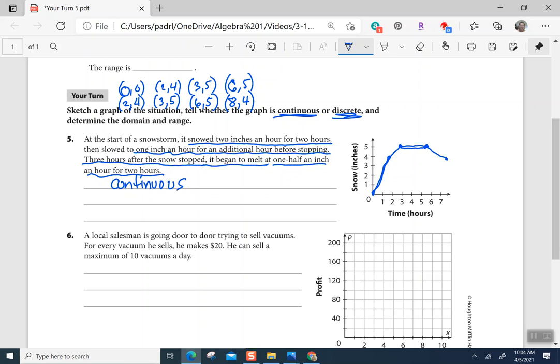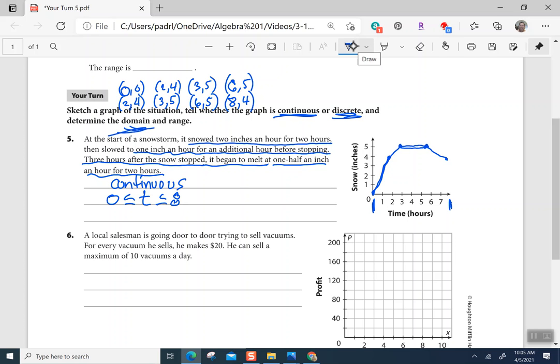Okay, let's see. Now it wants the domain. Remember, the domain is the set of all the x's in this relation. So it starts right here, and it runs all the way through right here. So for my domain, it's going to start at 0. And it's going to run through all my time. And I want to include the number 8. That's an 8, okay? I'll pretend it is.